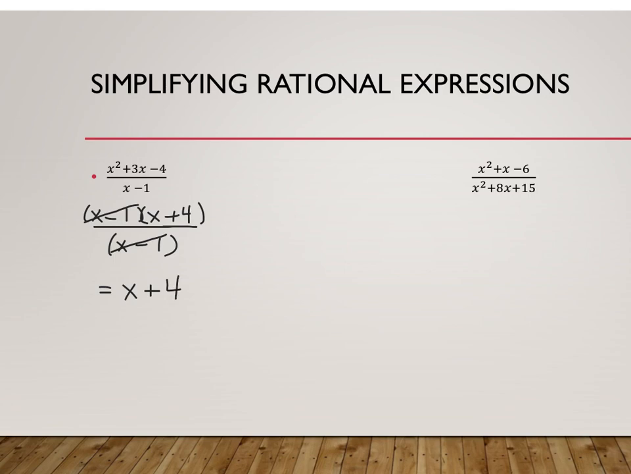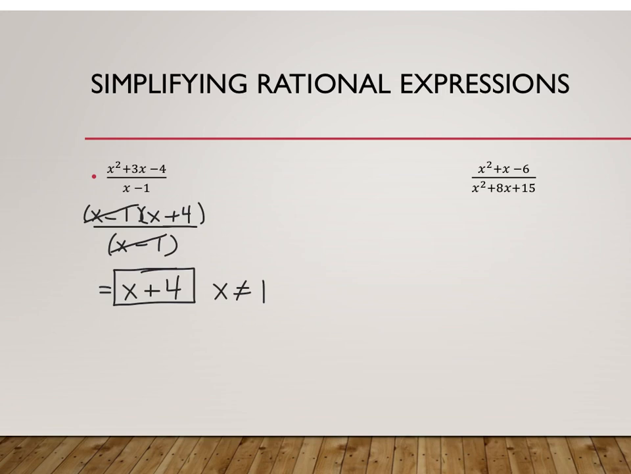Now, your assignment today is going to be in IXL, and they don't talk about this, but we should always say what it is defined for. In this case, if the bottom is 0, it would be undefined. So what makes the bottom 0? A positive 1. So x cannot equal a positive 1. But as far as just simplifying it, it would equal x plus 4.